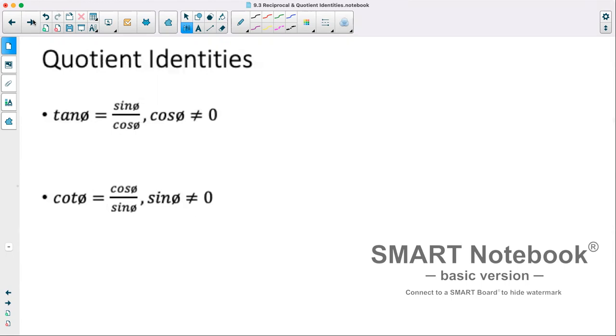We also have our quotient identities. With it, we have tangent of our angle is equal to sine over cosine, with cos of our angle being unable to equal 0. And we have cotangent, which is cosine over sine, where sine cannot equal 0.